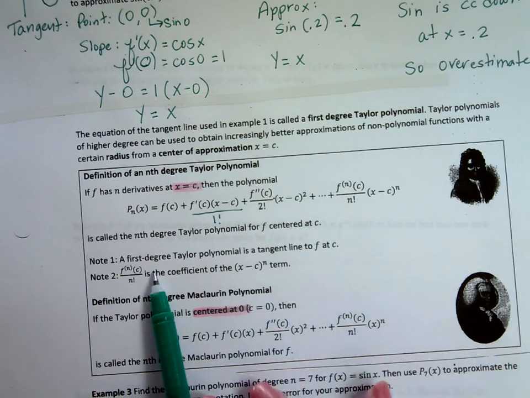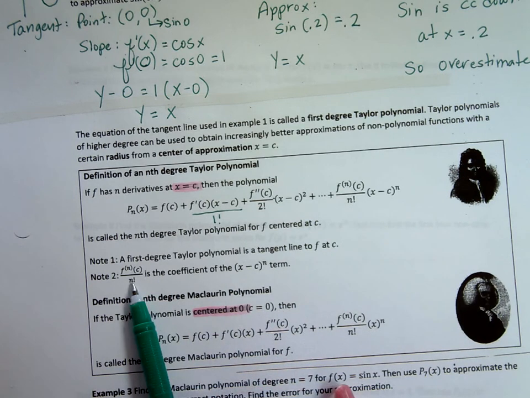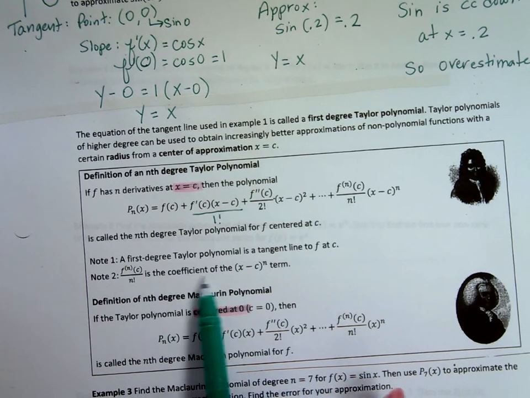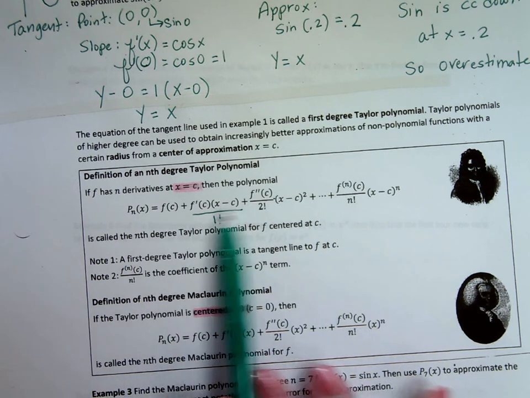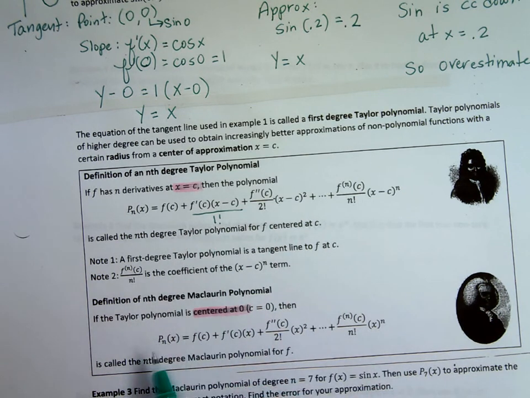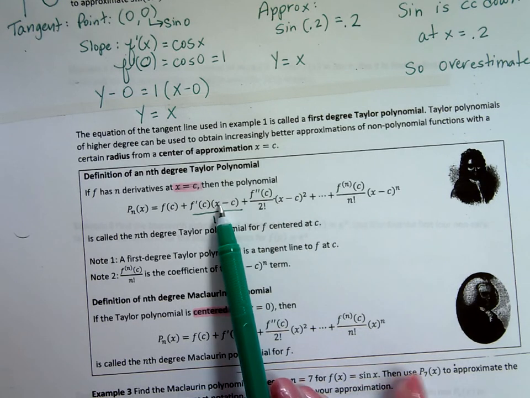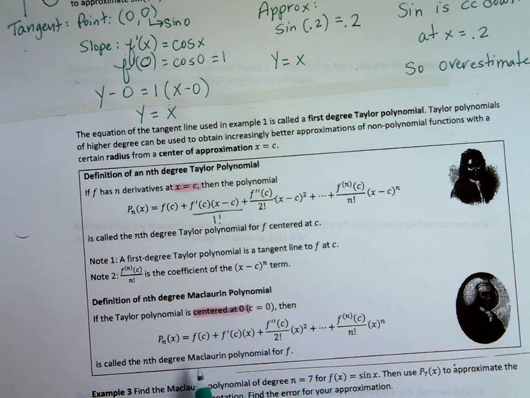A first degree polynomial is a tangent line of f at x equals c, and the nth derivative of f over n factorial is the coefficient on that term. He's just trying to explain what we were just talking about up here. Now, if it's centered at 0, they're even simpler, because instead of having x minus c, you just have an x. And again, you'll see this in action in just a few minutes when we do some problems.